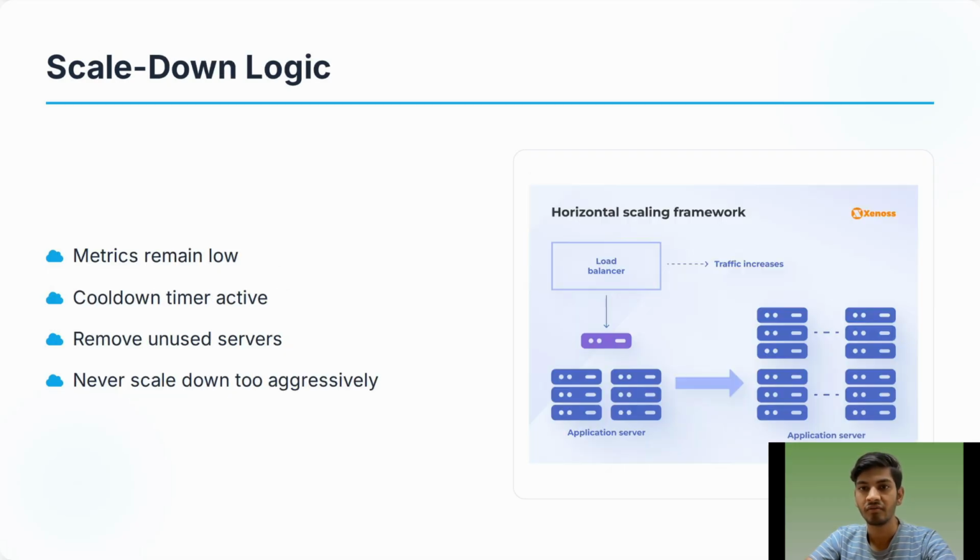Scaling down happens when traffic falls, but scaling down is more dangerous. Removing too many servers too quickly can cause instability. That's why scale down logic uses longer cooldown timers, stricter rules, and minimum instance limits. The idea is to shrink slowly and safely, and avoid sudden drops in capacity.